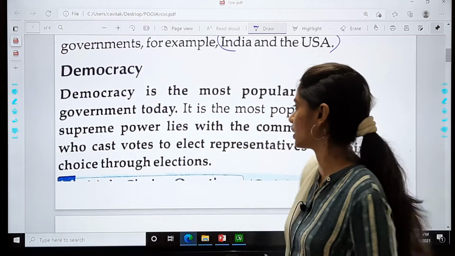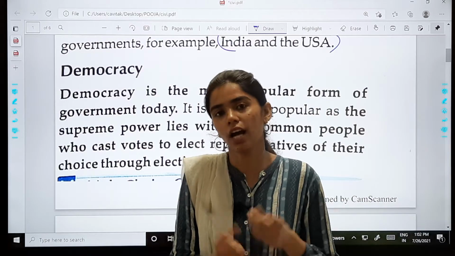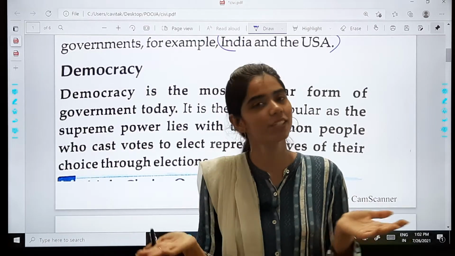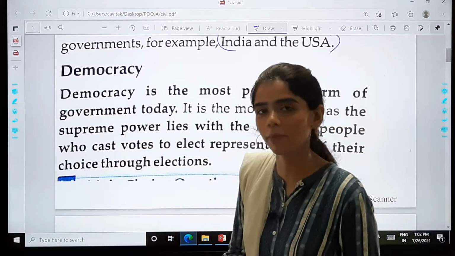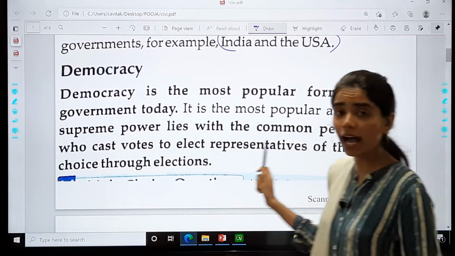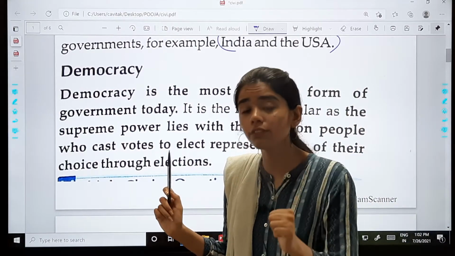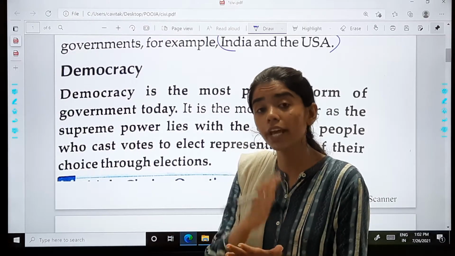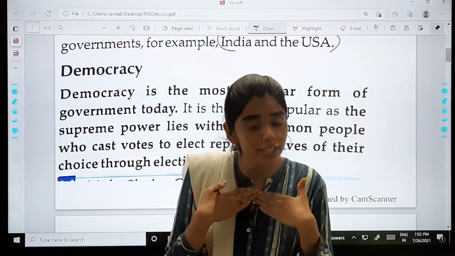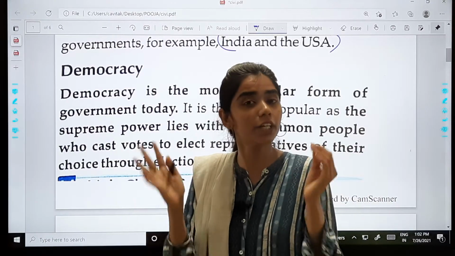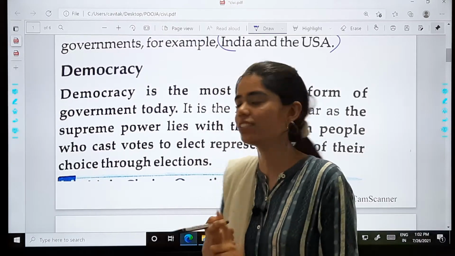What is it? Democracy. Democracy is the most popular form of government today. Our country is also a democratic country, right? We know that. So it is one of the most famous forms. And many countries follow democracy. It is the most popular as the supreme power lies with the common people. जो main power है, to select our role model, to select our president, our leaders, is in the hands of the common people. That is, we the citizens. We are not a part of politics or anything. We are just common people. So it is in our hands to vote and to select our leaders.